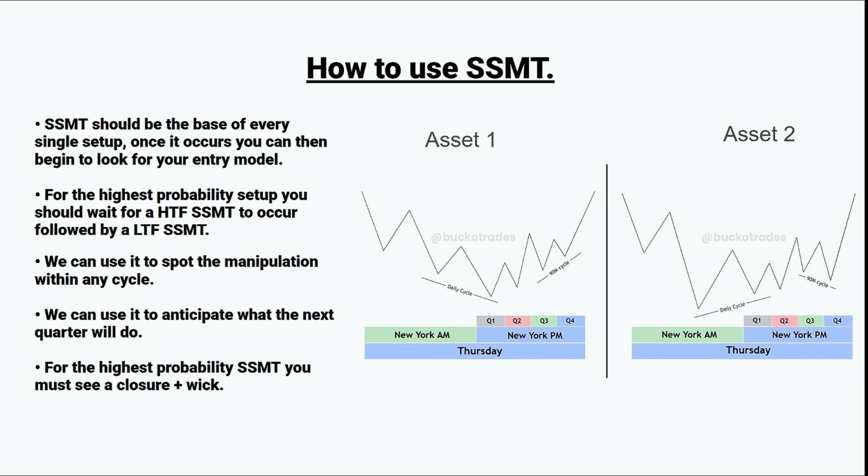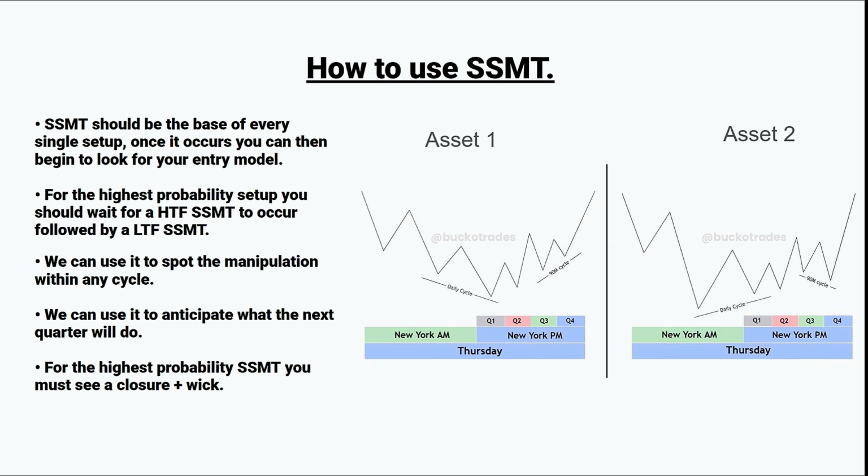We can use sequential SMT to spot manipulation within any cycle. So like we mentioned previously, whenever we have a sequential SMT occur, it will mark the manipulation for that specific cycle. So let's say we form a sequential SMT between Q1 and Q2. That Q2 quarter would be our manipulation quarter. And then from there, we'd expect price to trade away from that sequential SMT.